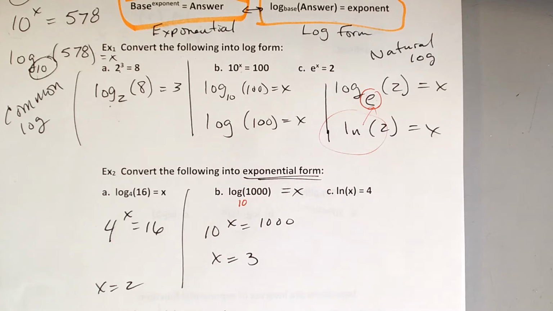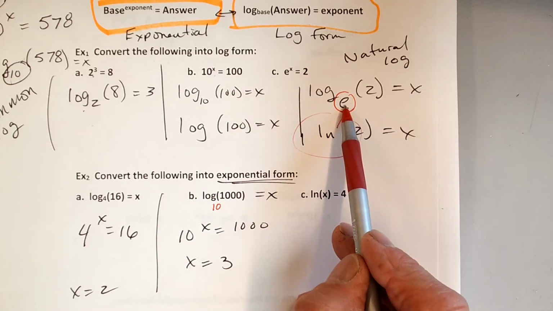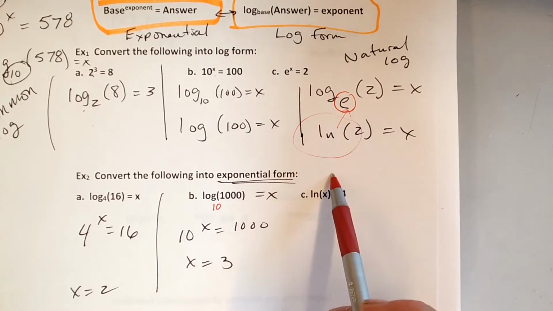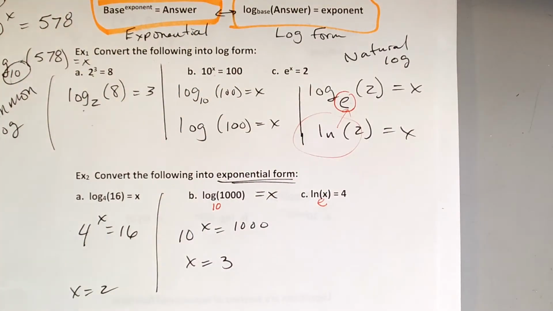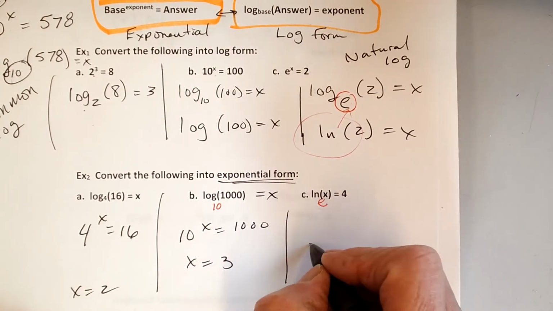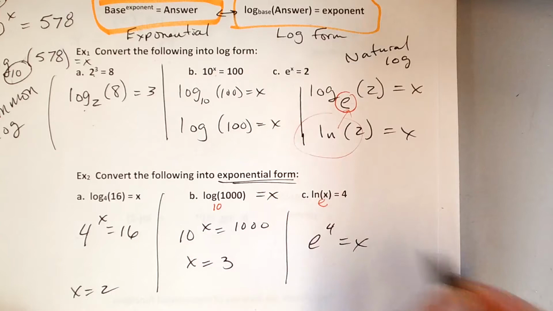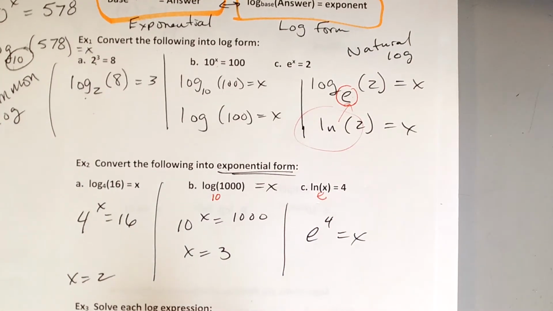Okay, now C. What's the invisible base? It's that number right there, isn't it? Isn't it E? So the invisible base is E. So I'm going to rewrite it. That's my base. E to the 4 power equals x. Good job, Francisco. And that's it.